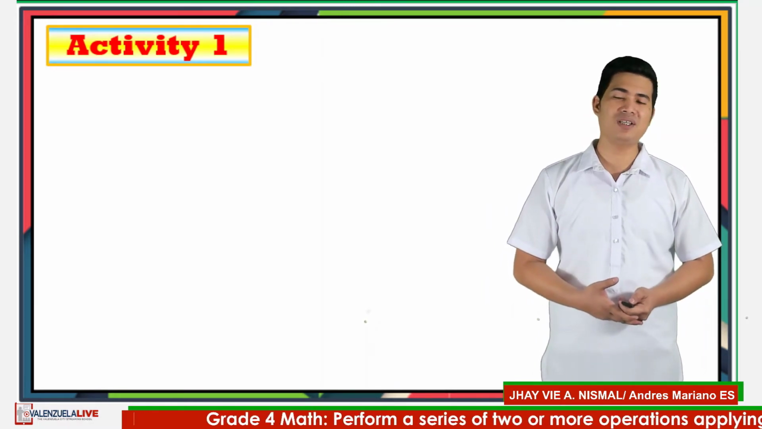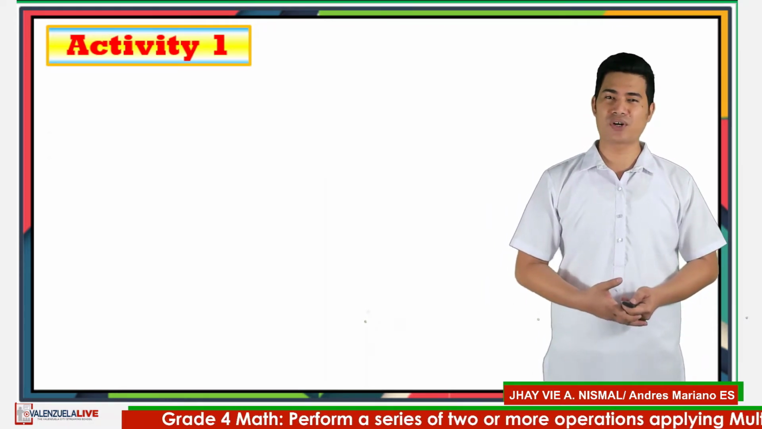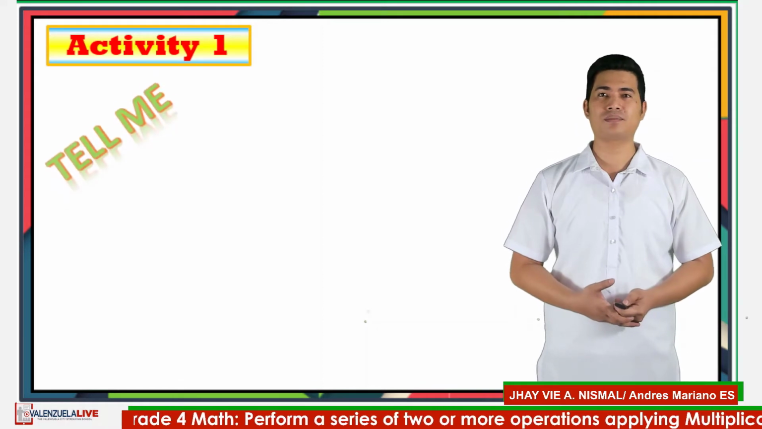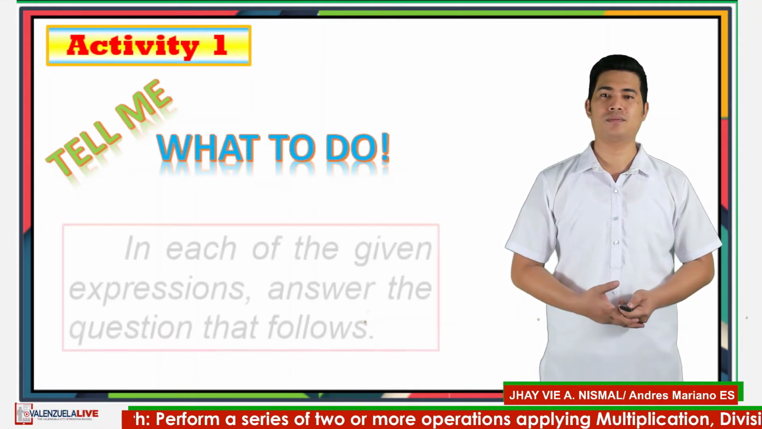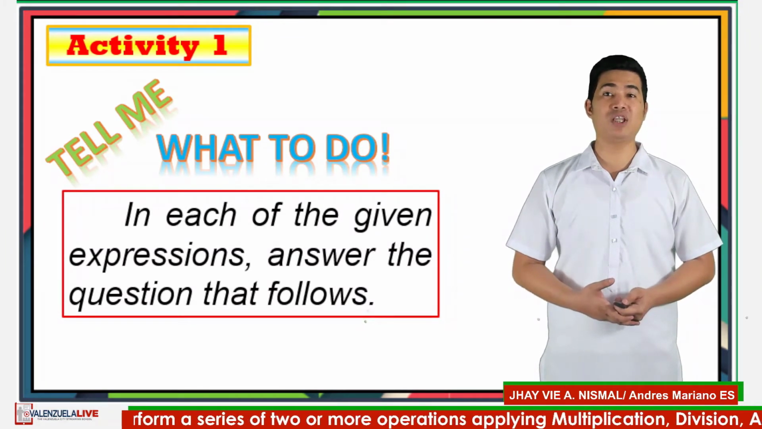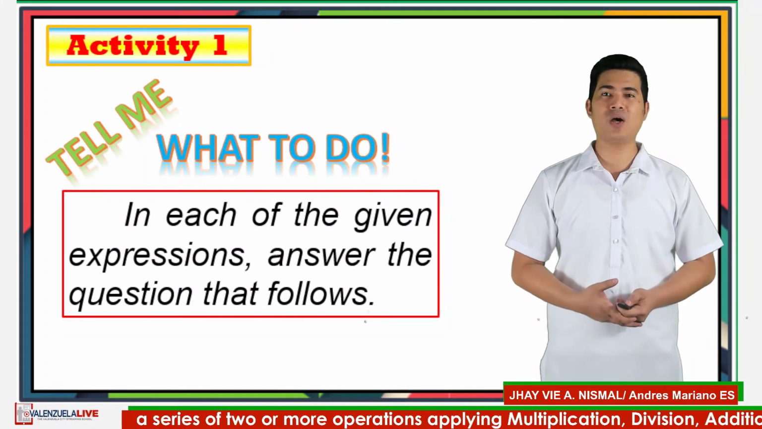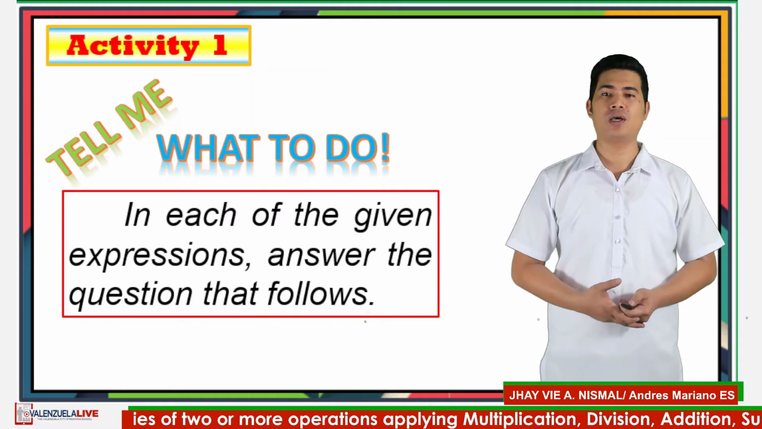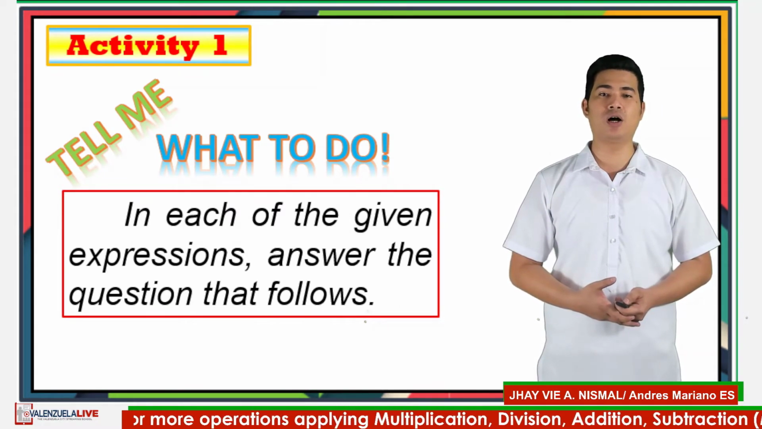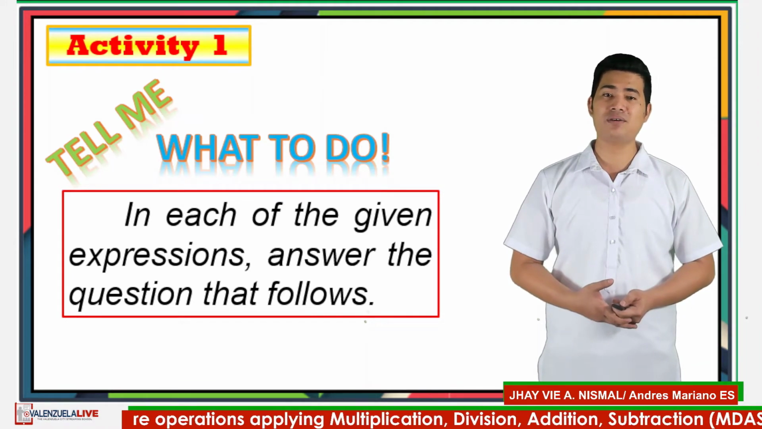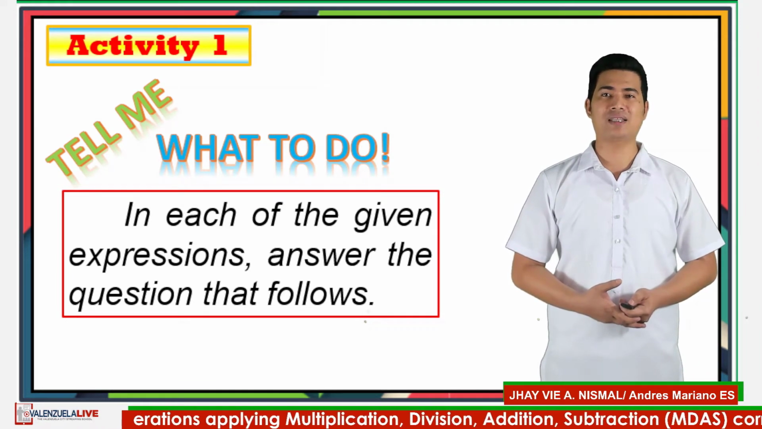It's activity time. Our first activity is, tell me what to do. In each of the given expressions, answer the question that follows. You are given 10 seconds to choose and type your answer in our comment box. Are you ready, grade 4 learners? Let's begin.